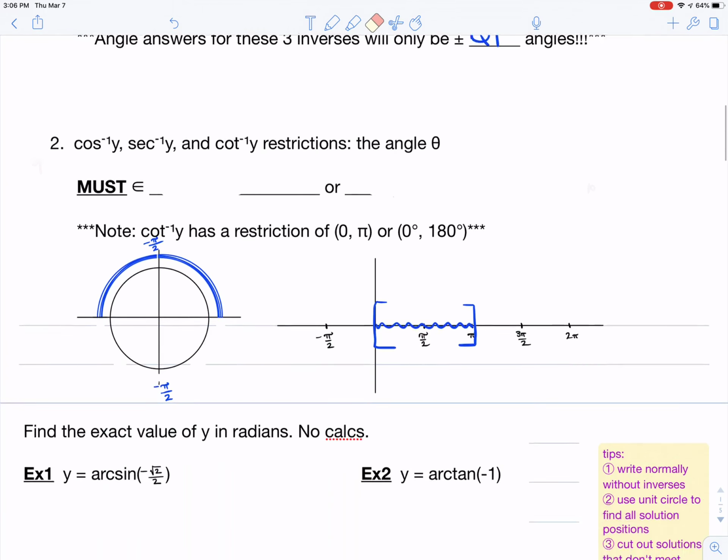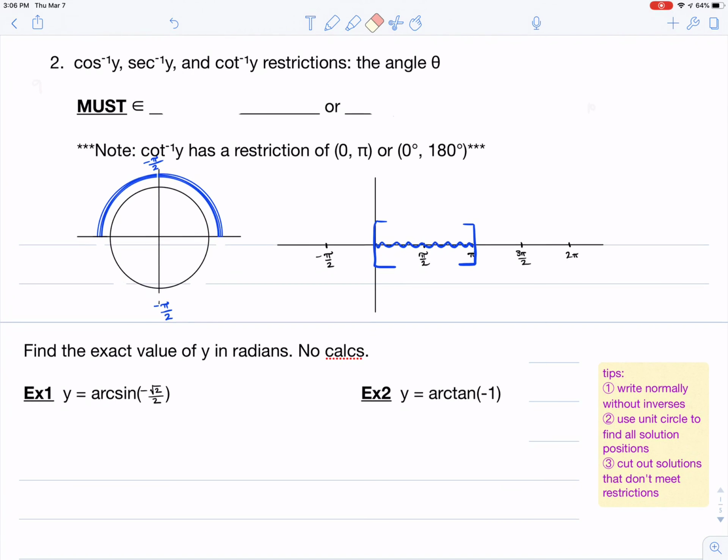The second set of restrictions is going to be for the cosine inverse, the secant inverse, and the cotangent inverse. Again, when you get your angle theta, theta must lie in the interval from 0 to pi, or if you're working in degrees, in the interval from 0 to 180 degrees.